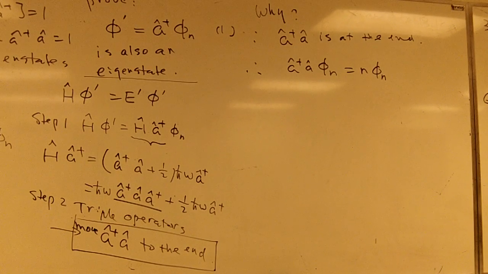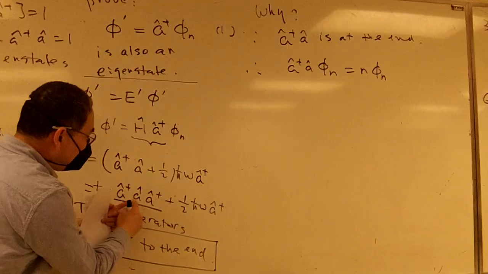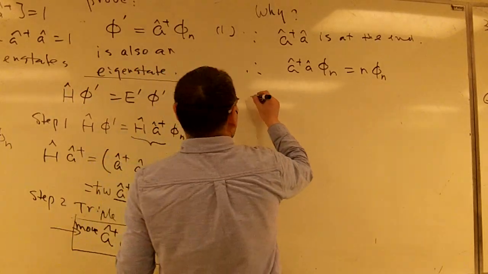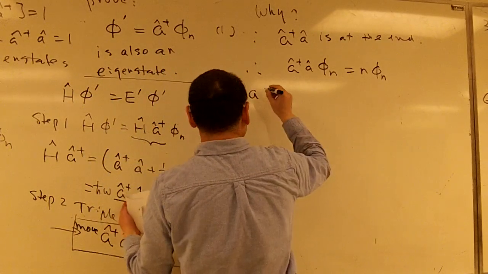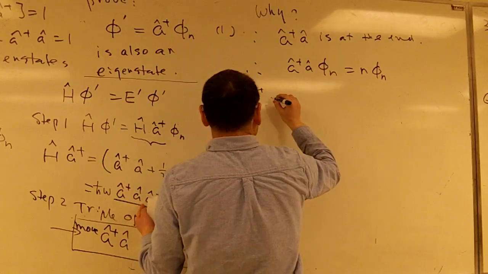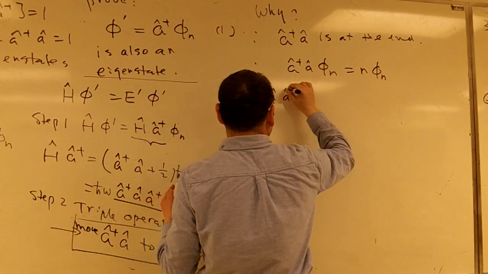In the homework, we do something similar to this. If we have a, not a dagger, we do the same thing. Essentially, everything we do, we just move this into the very end. So now, how do we move this a dagger a to the very end? So now we understand we need to do this. Now let's do that, with a dagger.